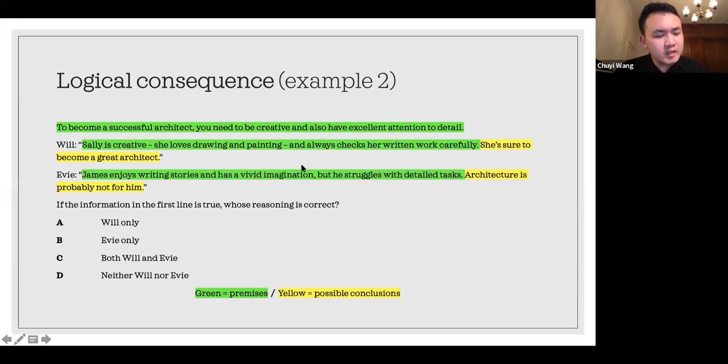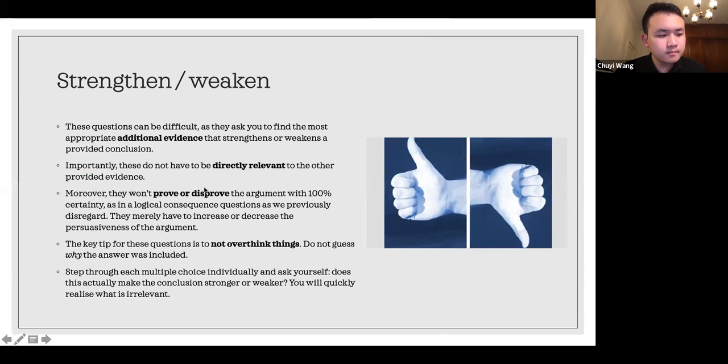Okay, let's move on to the next category of question. The next category of question are strengthen, weaken questions. These ones are not as easy and not as simple as logical consequence questions. And this is why we need to be super careful. And the example is going to be very enlightening.